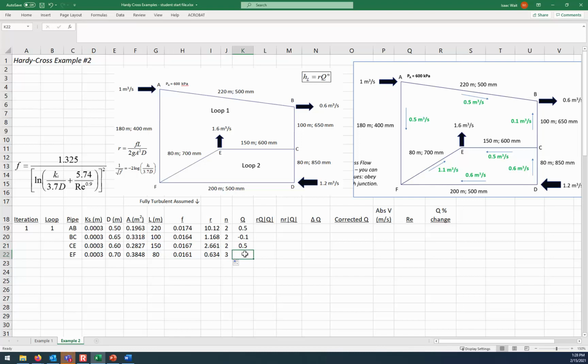And then the flow rate we need to put in, it's minus 1.1 because from the perspective of loop 1, if positive is clockwise, this is anti. Oh, the N changed. Thank you for noticing that.